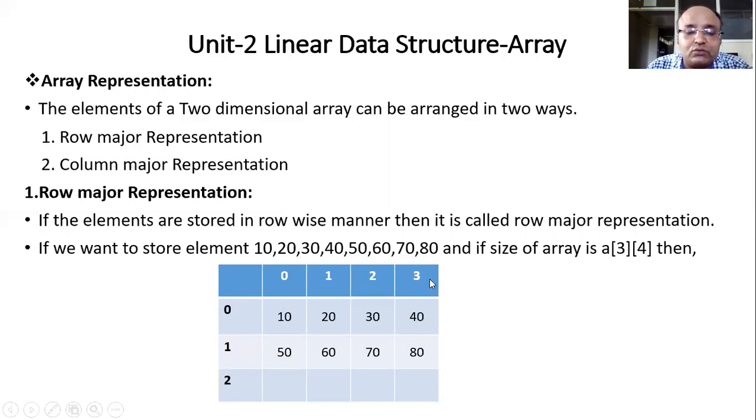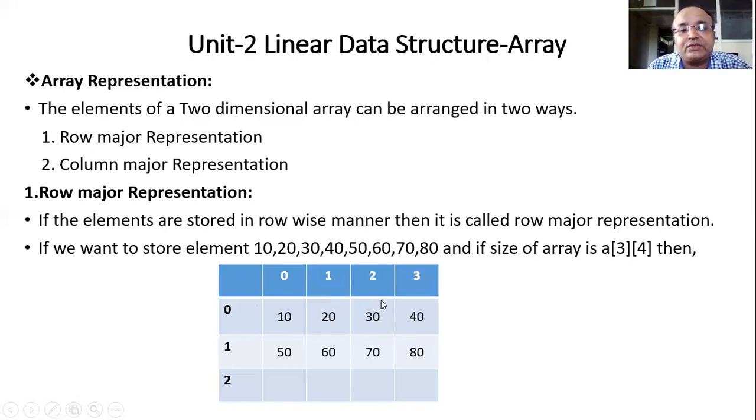Now we are going to store the elements one by one. The first element will be stored at row number 0, column number 0. So 10 will be stored at the A[0][0] location. In a similar way, we are going to store all the elements row wise, so obviously we will continue in the same row. The next element will be in row number 0, but the column will be 1. So 20 will be stored at A[0][1], the intersection of 0 and 1. So 20 will be stored at this position.